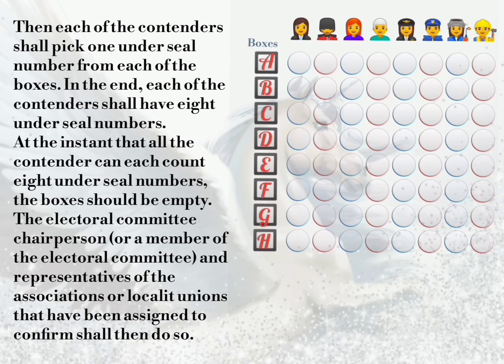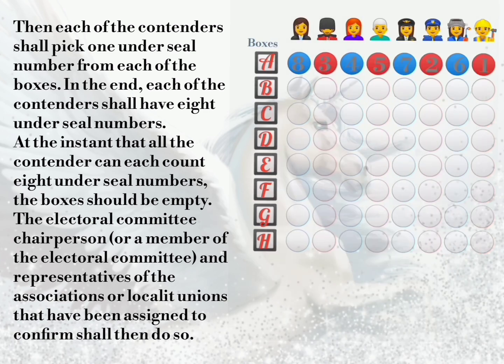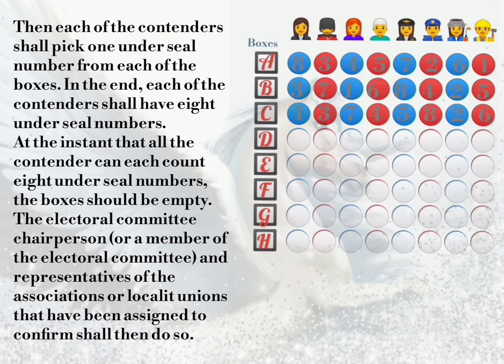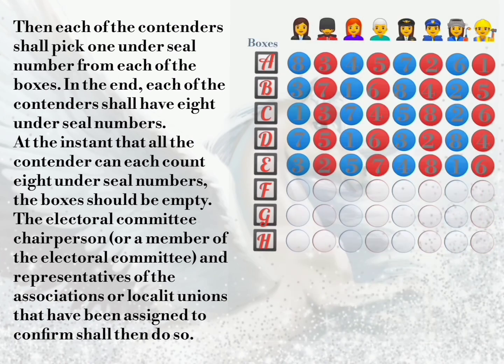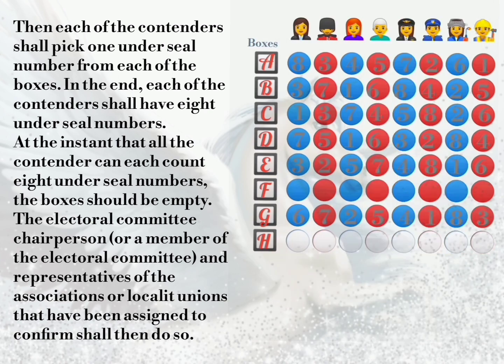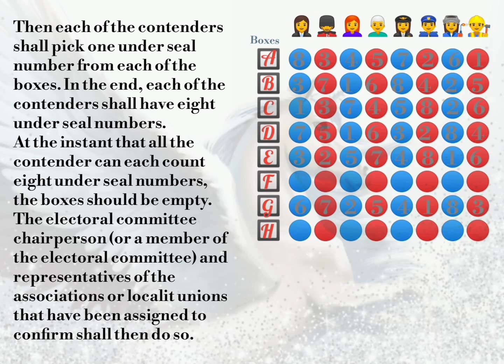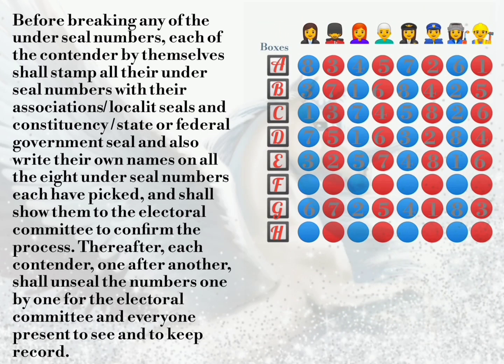Then each of the contenders shall pick one under seal number from each of the boxes. In the end, each of the contenders shall have 8 under seal numbers. At the instant that all the contenders can each count 8 under seal numbers, the boxes should be empty. The Electoral Committee chairperson, or a member of the Electoral Committee, and representatives of the associations or localite unions that have been assigned to confirm shall then do so.